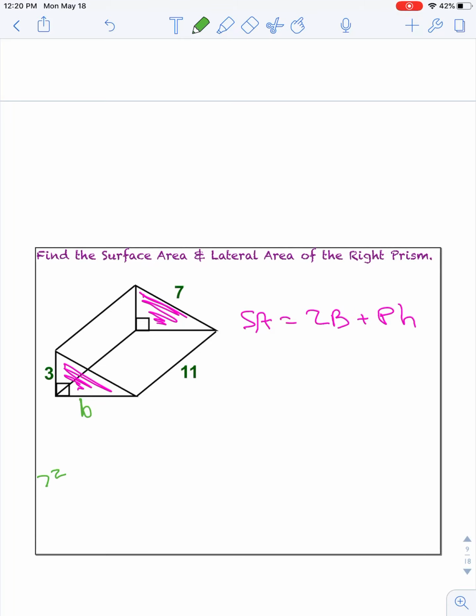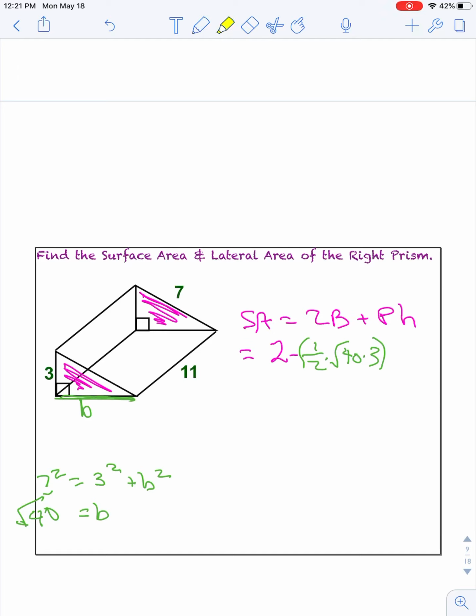So 7 squared is equal to 3 squared plus b squared. So we take 49 minus 9, that b is going to be the square root of 40. And I could get a decimal for that, and that's not even in simplest radical form, but that's okay. So to find the area of the base, it's a triangle. So it's 1/2 the base of the triangle, which is this that I just found, the square root of 40, times the height of the triangle, which is 3. Okay, then I have to multiply that by 2 because I have those two bases.